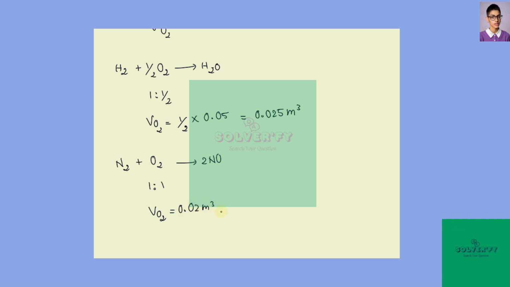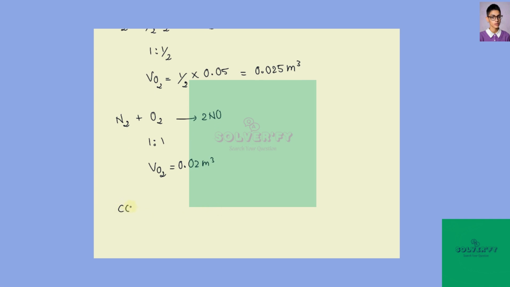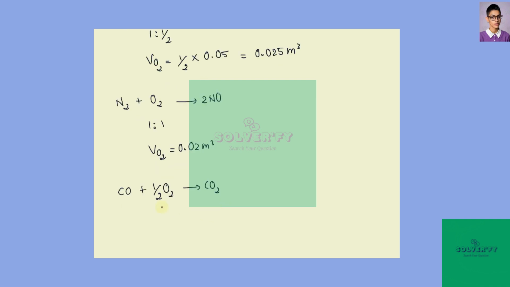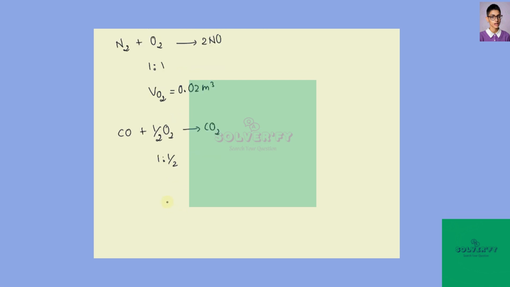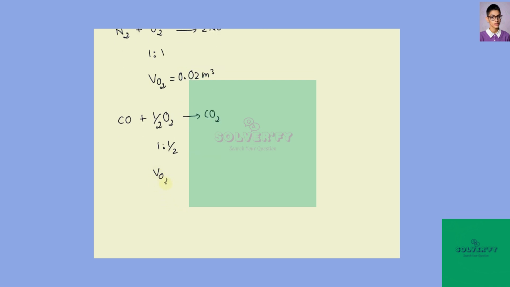Coming to the last one, that is carbon monoxide, it will combine with half a mole of oxygen and give carbon dioxide. Here the carbon monoxide and the oxygen are in 1:1/2 ratio. Therefore, the volume of the oxygen will be equal to 1/2 into the volume of carbon monoxide, 0.41. On dividing this, it will be equal to 0.205 meter cube.